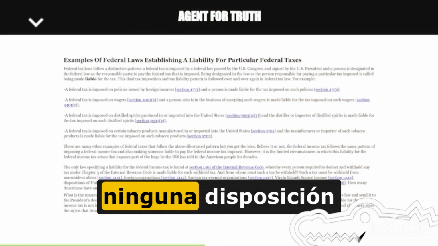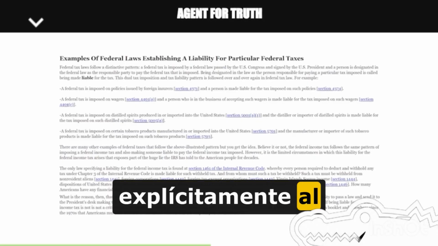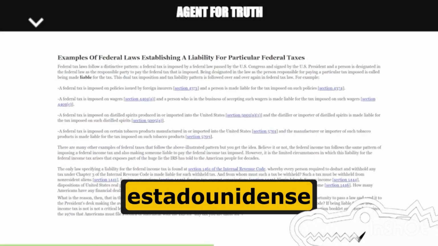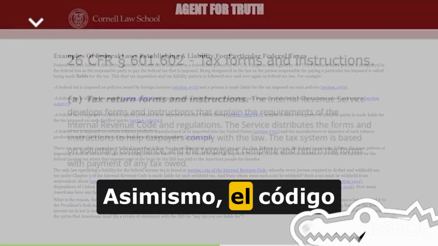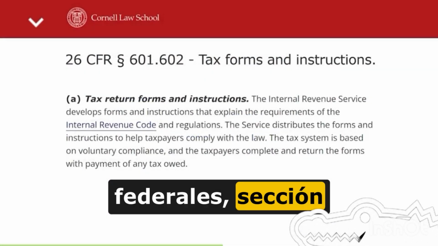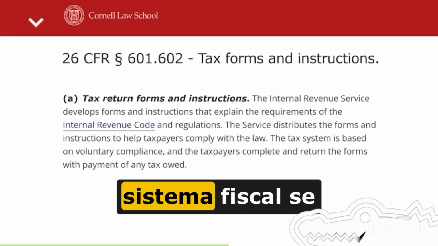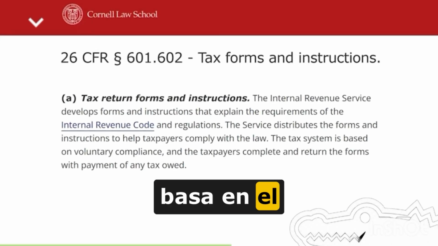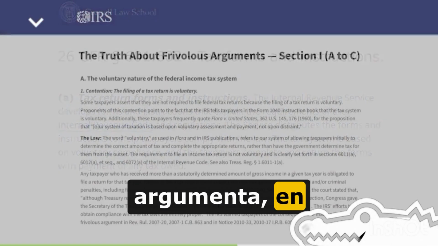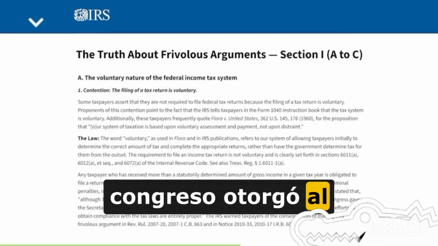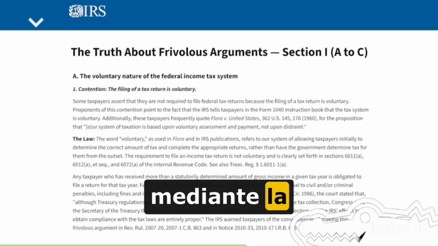There is no statute in the Internal Revenue Code that clearly makes the average American wage earner liable to file a 1040 or pay income tax on their labor. In the Code of Federal Regulations, 26 CFR Section 601.602 states explicitly the tax system is based on voluntary compliance. The IRS counters that Congress gave the Secretary of the Treasury power to enforce these laws through involuntary collection if voluntary compliance fails.